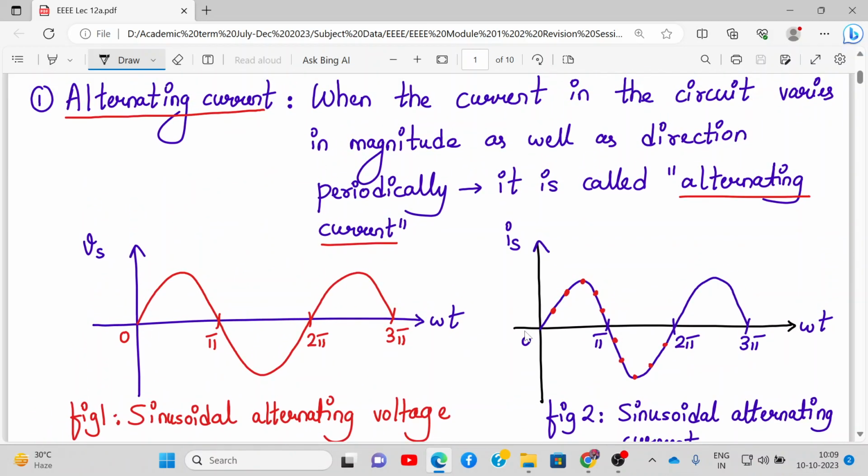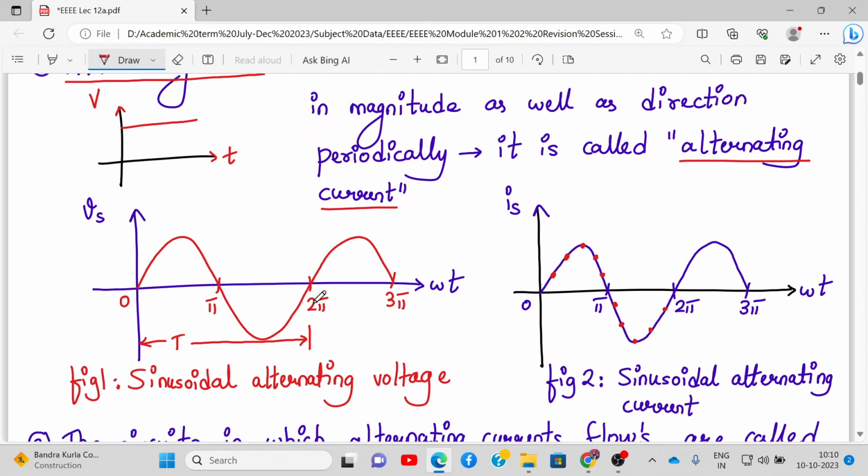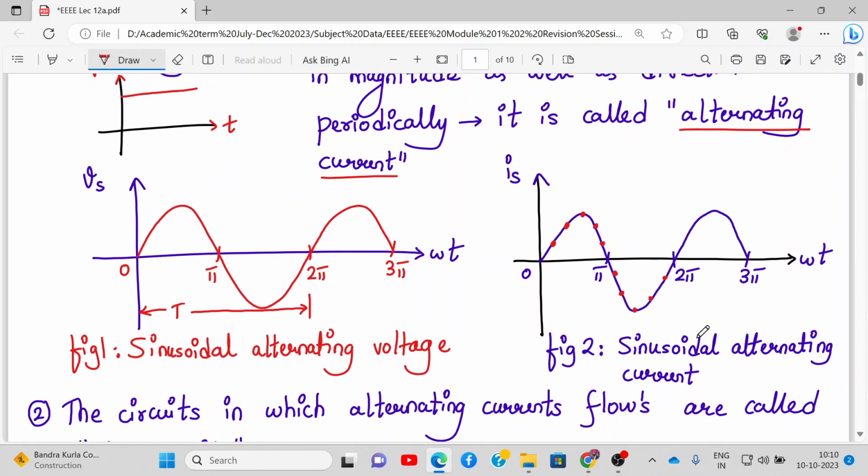In module number 1 we have seen DC. For a DC, the voltage is constant with respect to time. This is the voltage over here, and this value will remain constant. Whereas in AC, it will periodically change. This is my one period over here when it completes one cycle. This is the period of the AC waveform. So this is my sinusoidal AC voltage and sinusoidal AC current, and my x-axis is omega t.